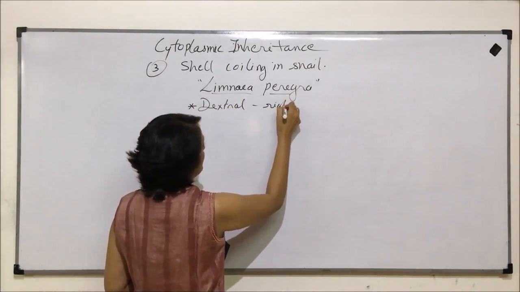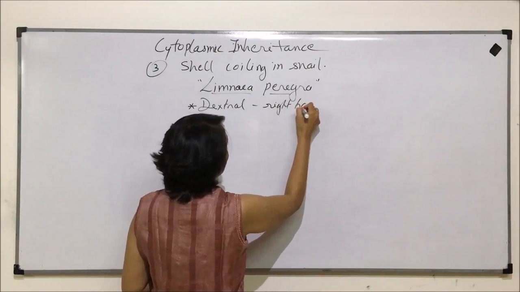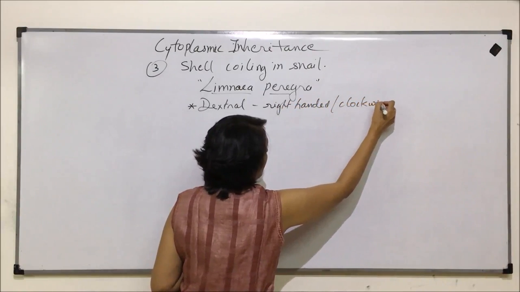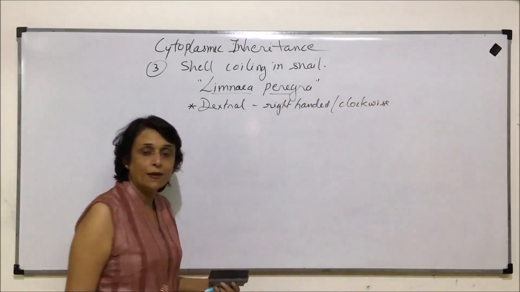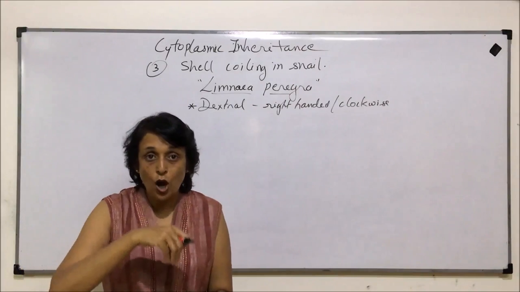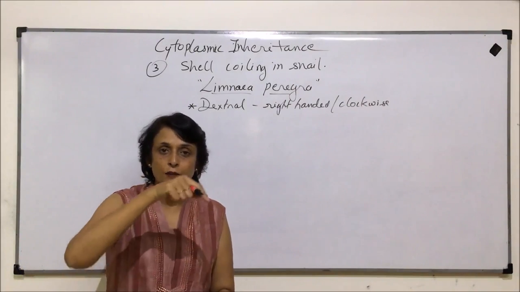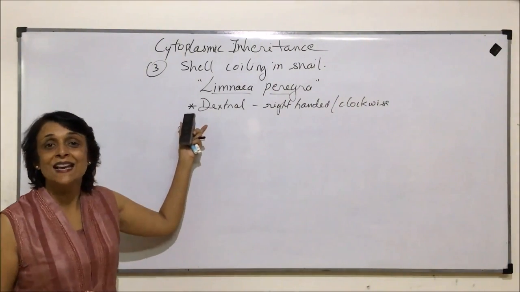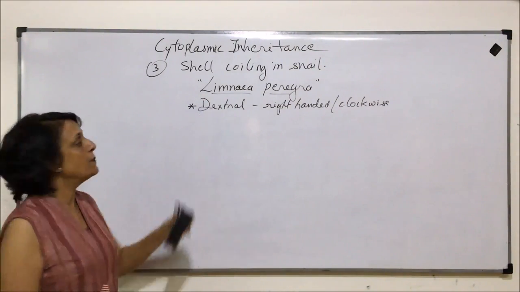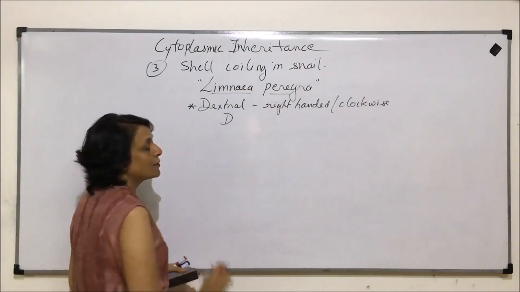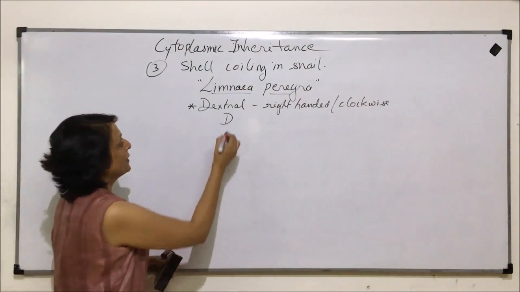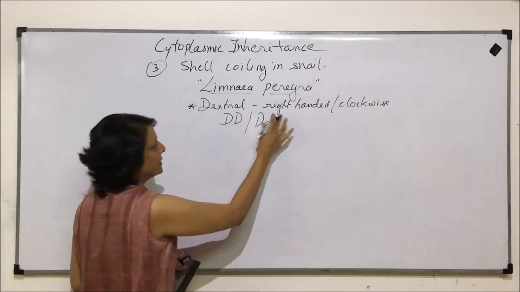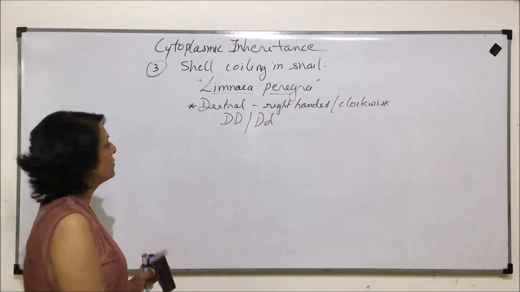So this is right-handed or clockwise. If we look at the shell from the top and the coiling goes on the right-hand side, in a clockwise manner, then it is known as dextral. And for this type of coiling, the gene responsible is dominant. So whether it is capital D and capital D or heterozygous, this condition is responsible for dextral coiling.